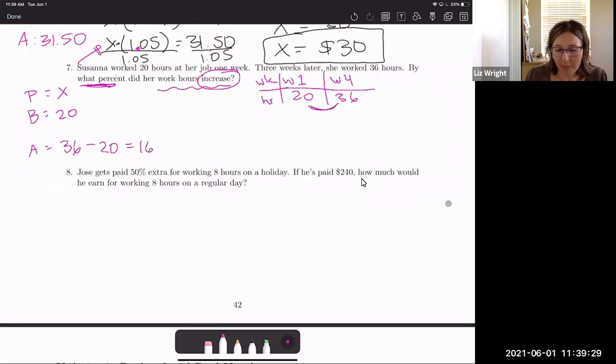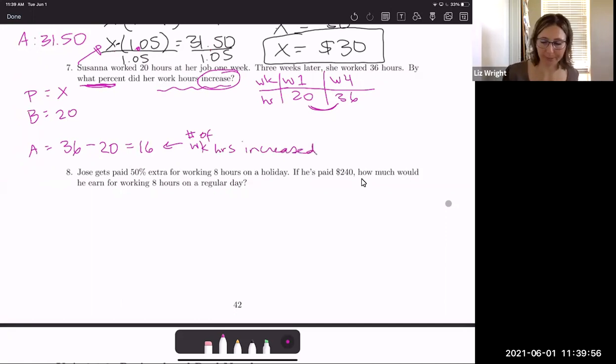Think about it this way: we're going to be finding our percent of increase. But this is the number of work hours increased, so it's by how much the work hours increased. All right, now that we've got that figured out, we're going to do PBA.